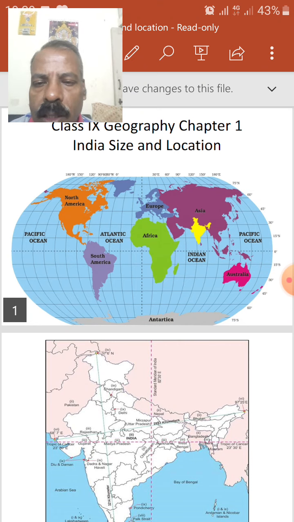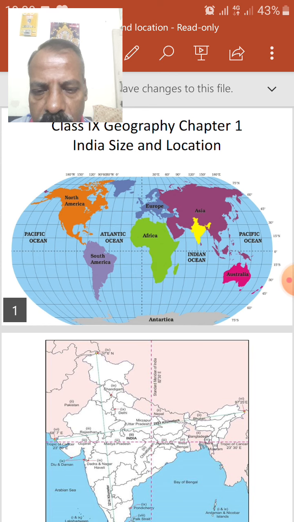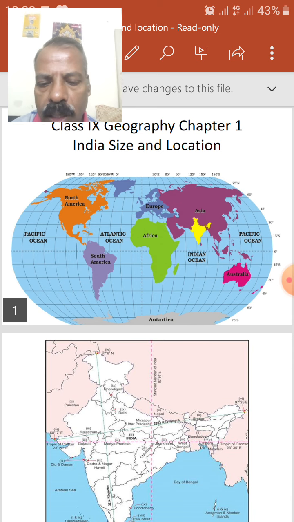Class 9, chapter: India size and location. Now you can see the world map. There are many countries. In that you can see the yellow highlighted one, that is India. India is the seventh largest country in the world according to geographical area.